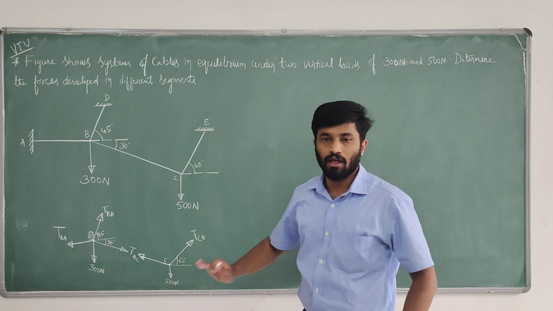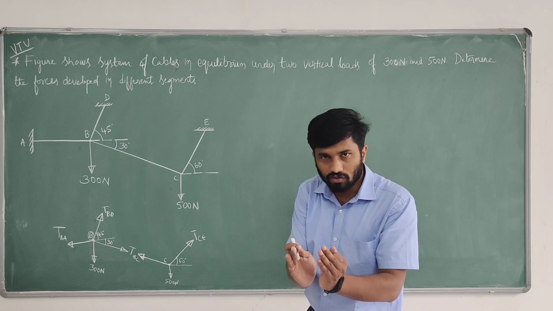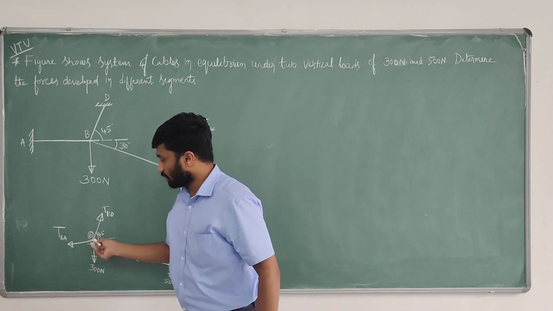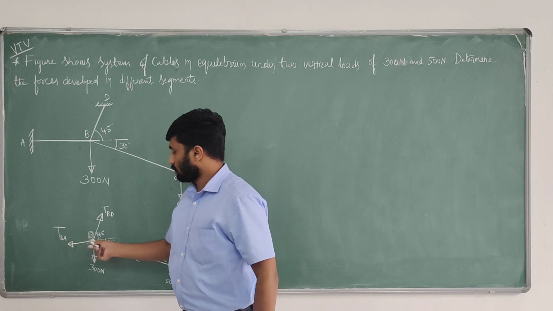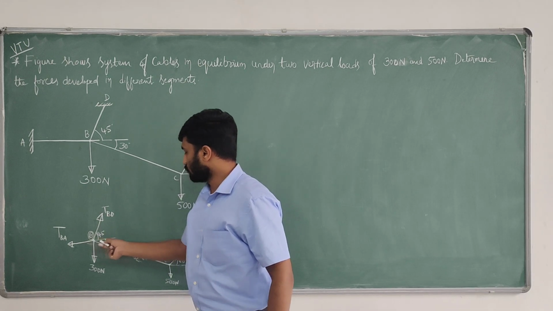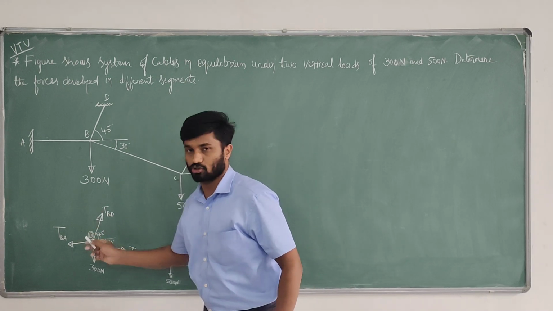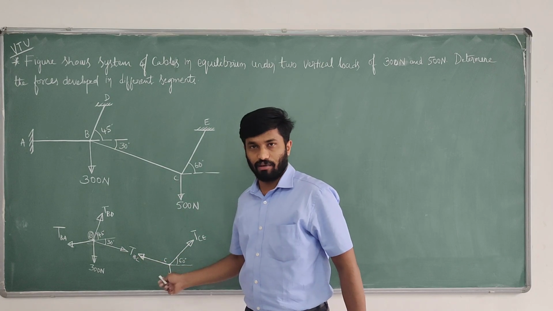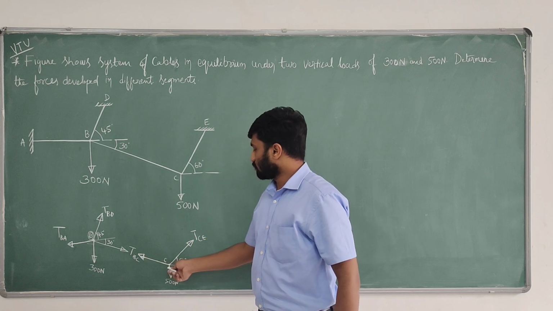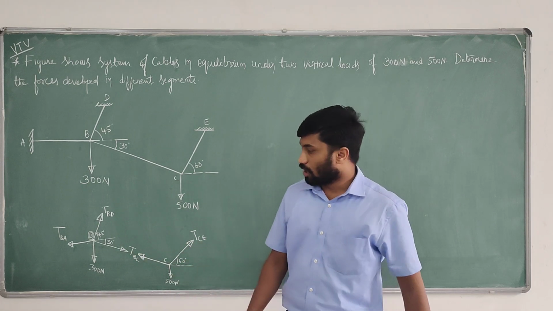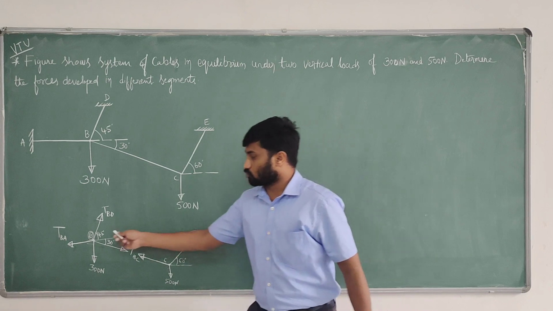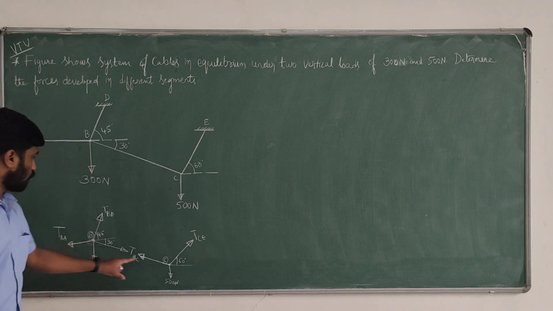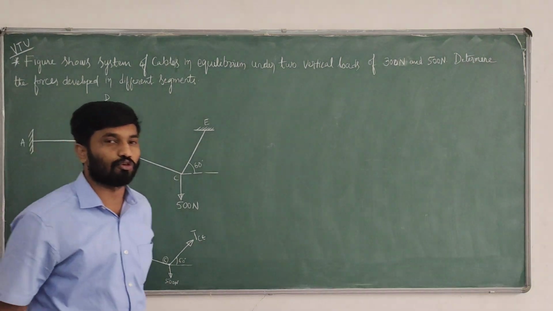This is very, very simple. All segments are strings, that's why for all segments we assume tension, acting away with respect to the joint. First one TBA, next one TBD, next one TBC. Next consider joint C: TBC equals TCB, both are same, then TCE and 500 Newton. Now observe joints B and C, there are two joints. Which joint has fewer forces?